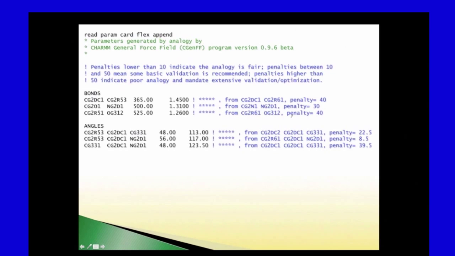One of the nice things about CGenFF is it provides you these penalties, based upon its automatic generation of these parameters. And it gives you some confidence that they've tested. So penalties lower than 10, they say it's pretty good. Penalties between 10 and 50, they say take a look at those, make sure that nothing is too screwy. And penalties that are higher than 50, they say you'll want to look at this pretty carefully to make sure that you're doing what you want to be doing. So it's a way of quantifying the accuracy of the parameters that they generate.